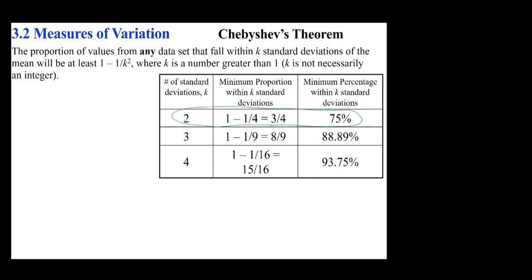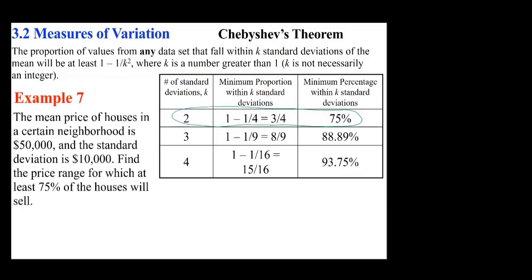2 standard deviations means k is 2, squared is 4, 1 over 4, subtract that number from 1 is 3/4, which is 75%. 3 standard deviations away, 3 squared becomes 9, 1 over 9 subtracted from 1 is 8 over 9, precisely about 88.89%, and so on and so forth. When do you use that? When the data is given and we don't know anything about it.